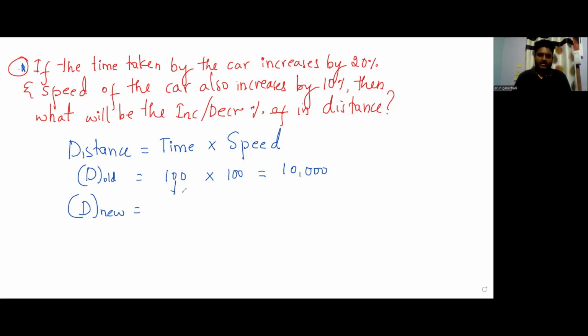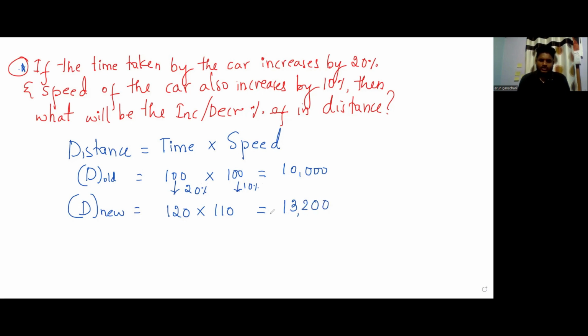Time is increased by how much? 20%. So this will become 120. And speed is also increased by 10%, so this will become 110. What is 120 into 110? How much are you getting? 13,200.